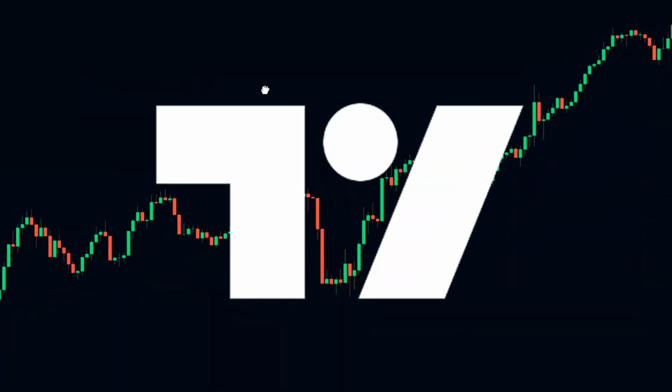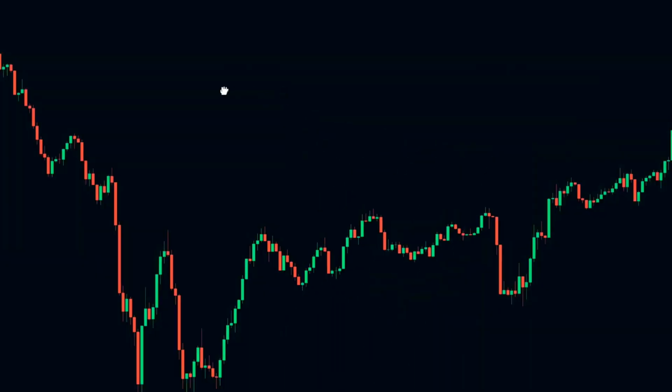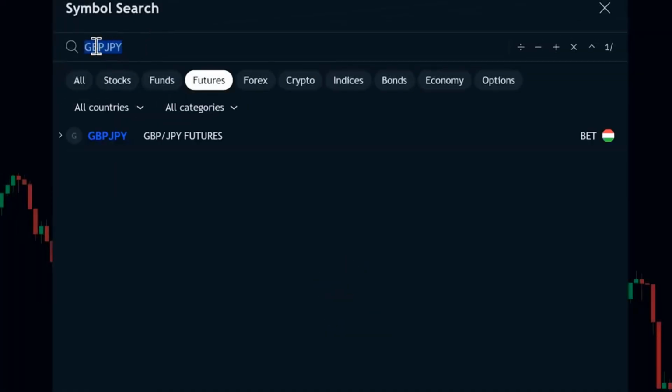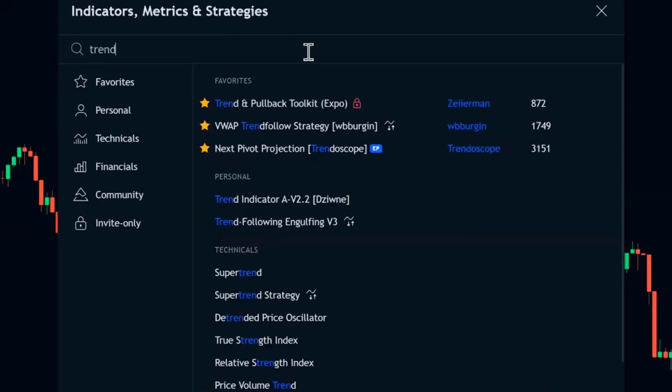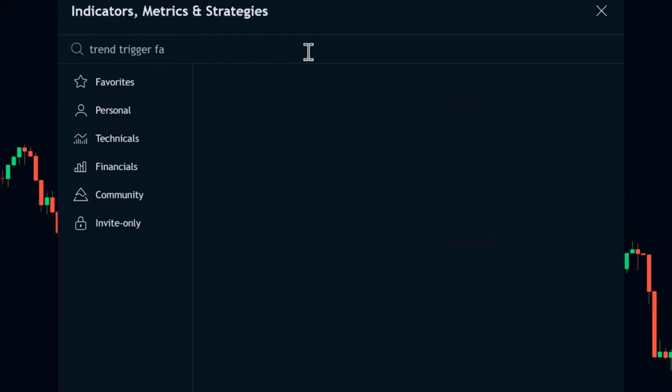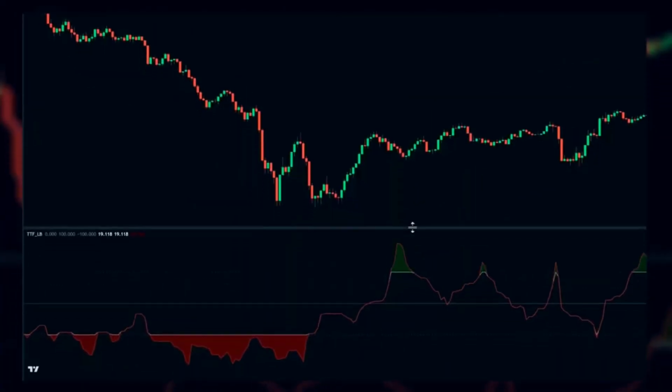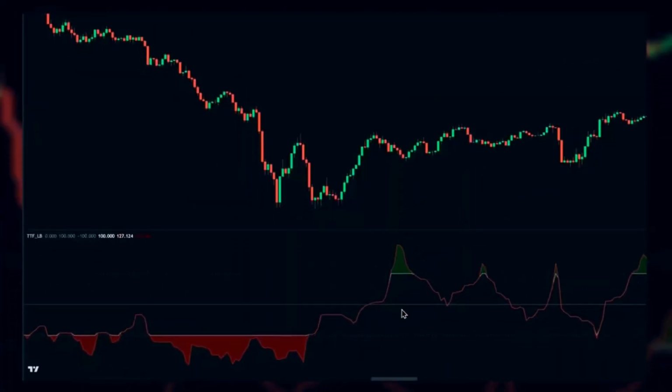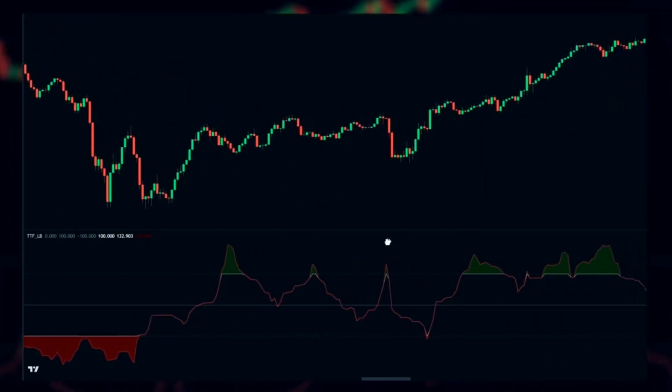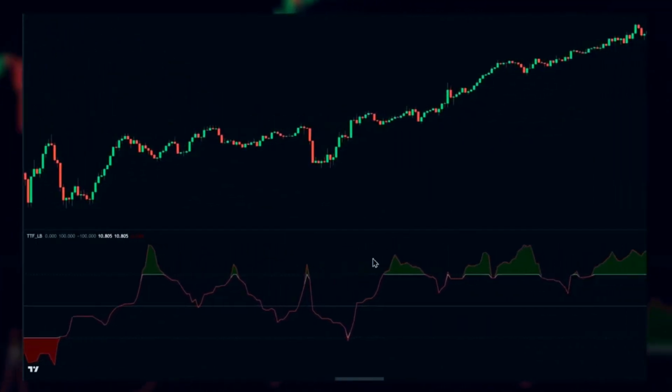Head over to TradingView. This is the platform I usually work with. Once you're logged in, load up the 5-minute time frame of your desired pair. Now click on indicators and search for trend trigger factor. Choose the one by Lazy Bear. As the name suggests, the trend trigger factor is a trend indicator. It's designed to help traders stay in sync with the current market trend.